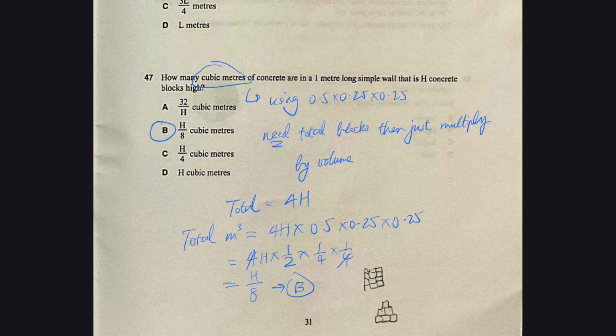So how many blocks are there in total? It's just 4 multiplied by H multiplied by L, that same old formula we've been using. Here L is 1 because it's 1 meter long, and so the total number of blocks is 4H. And now we need to find the overall volume, which would be 4H multiplied by the dimensions of one block of concrete, so 0.5 multiplied by 0.25 multiplied by 0.25 multiplied by 4H.